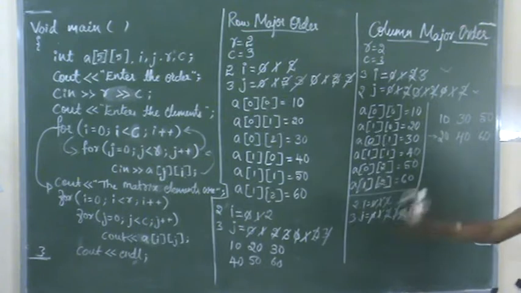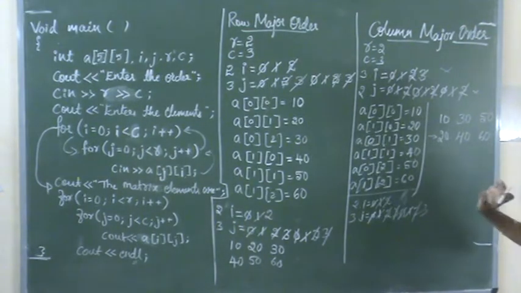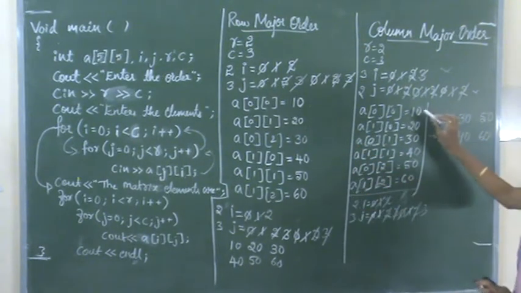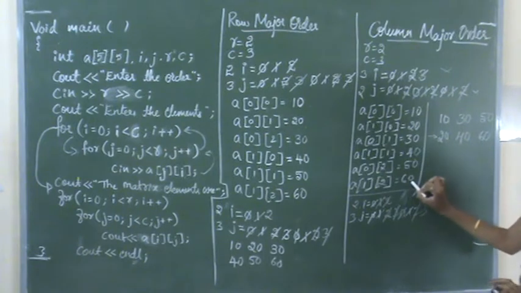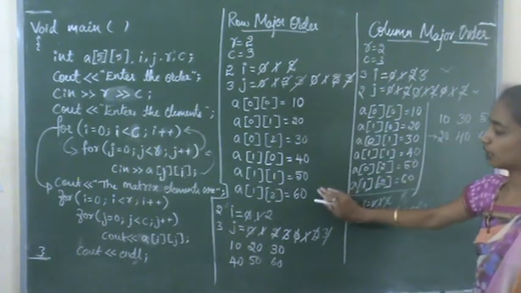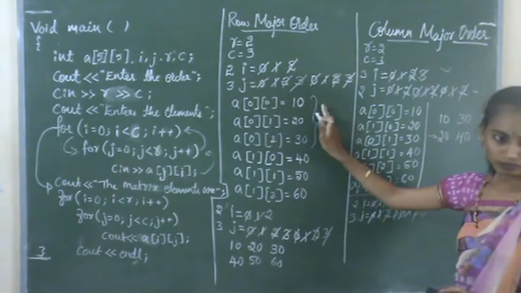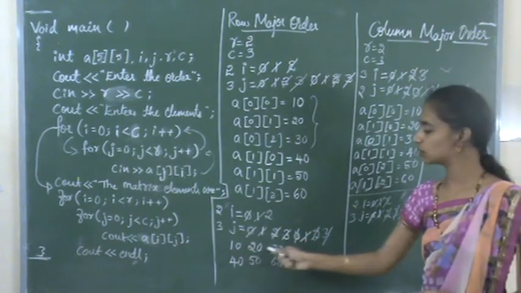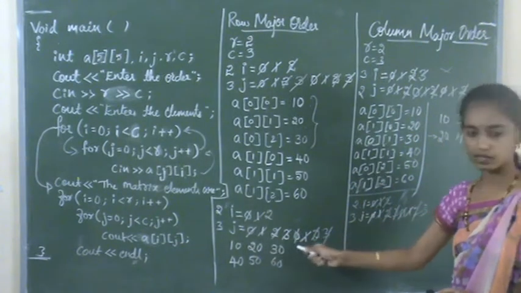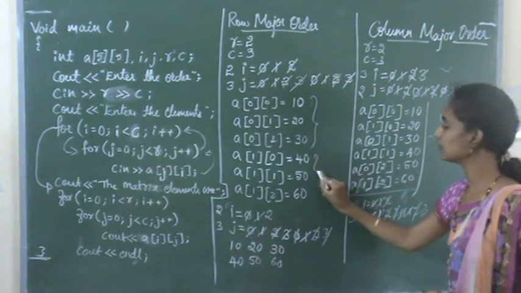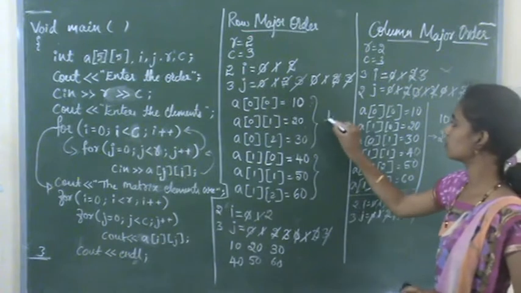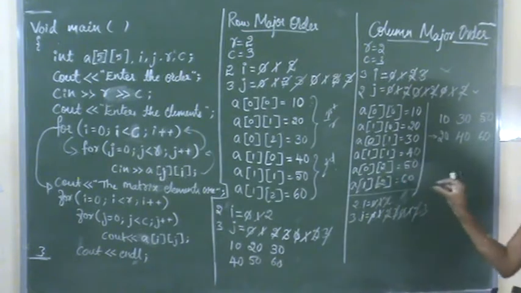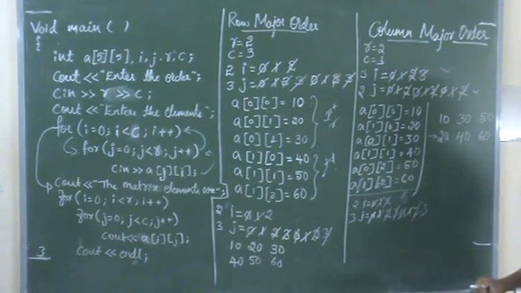This is the difference between row major order and column major order. Just see, I enter 10, 20, 30, 40, 50, 60. Here also I enter 10, 20, 30, 40, 50 and 60. Right. So in row major order, first I declared 2 rows and 3 columns. So in that it will be displayed row wise. This is first row, this is second row, right? So first one row has to be filled and then it comes to the next row.